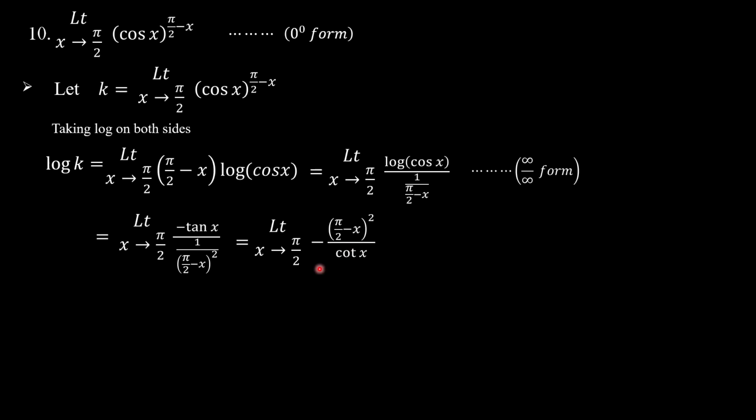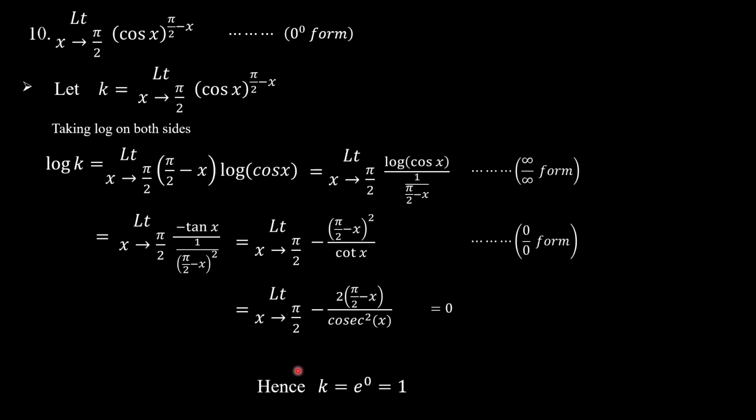Now apply the limit. We will get 0 by 0 form. So again go for L'Hospital rule. That is, derivative of pi by 2 minus x whole square is 2 into pi by 2 minus x into minus 1. And derivative of cot x is minus cosecant square x. Therefore, log k is equal to minus 2 into pi by 2 minus x by cosecant square x. So as the limit x is tending to pi by 2, log k will be equal to 0. Therefore, k is equal to e to the power 0, which is equal to 1.